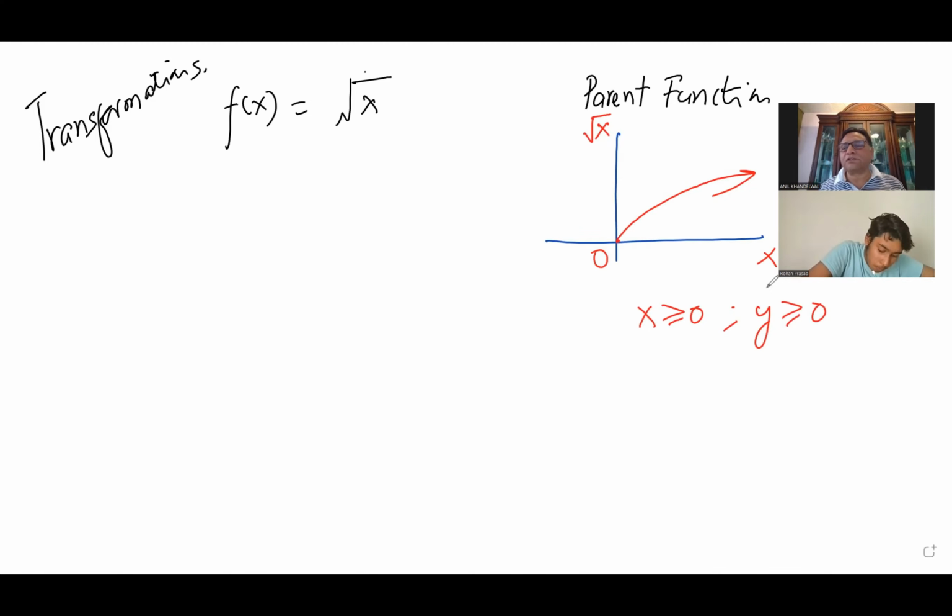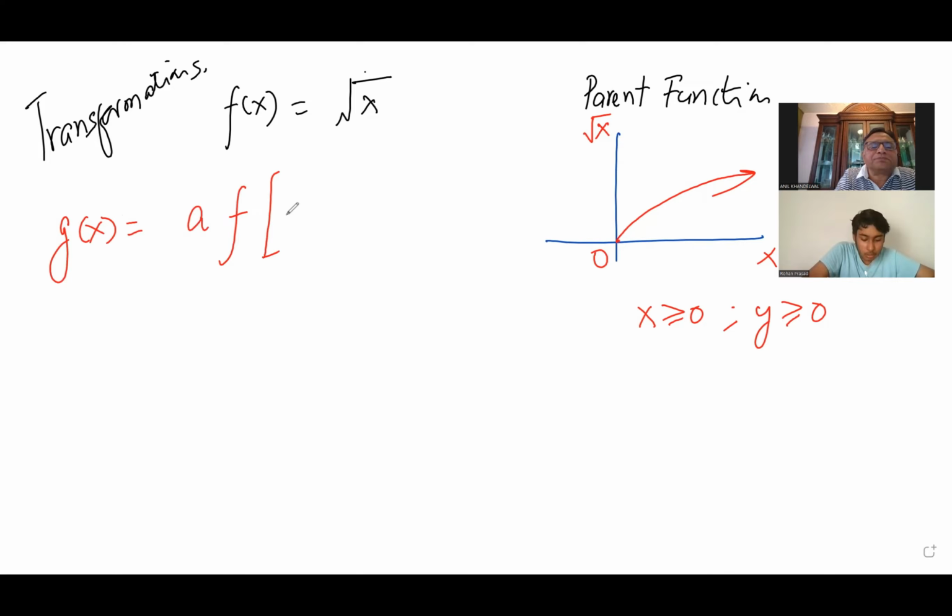So if we consider transformation of square root x, we can see how the coordinate points change, how domain and range change, and the characteristics also. In general, when we say transformation of functions, they can be written as g of x is a transformed function. I can write this as a times f of, let's say, k x minus p, plus q.